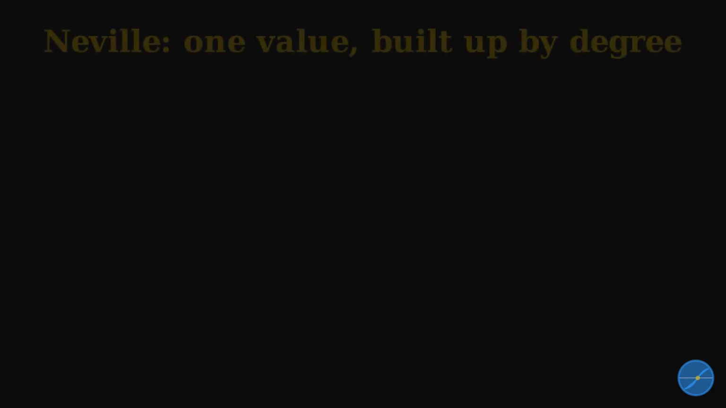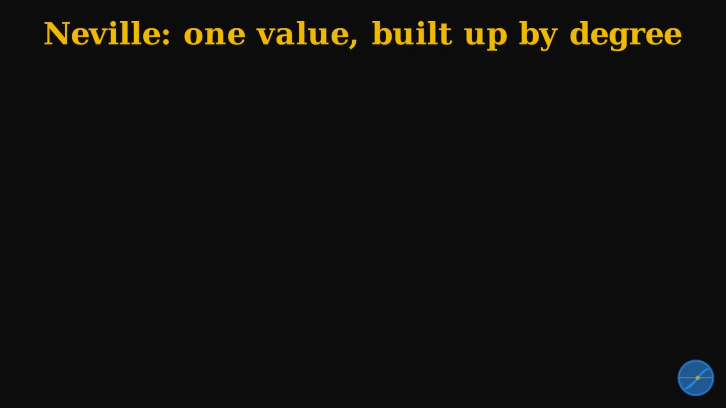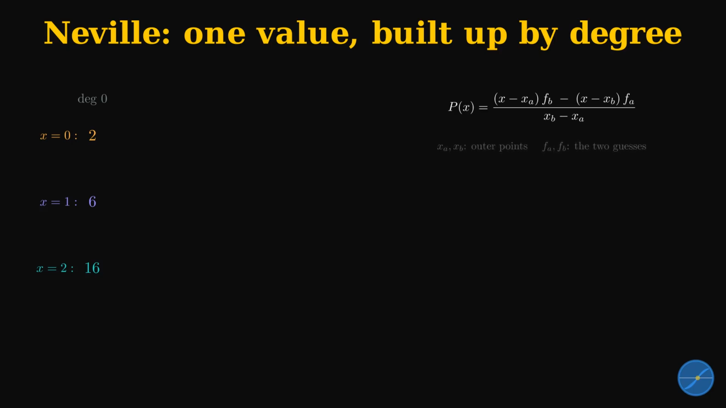Sometimes you want the value at one x, not the whole polynomial. Neville's method builds that value up one degree at a time. Where it starts: the raw values 2, 6 and 16. Each one is a degree 0 guess, the flat line through a single point. Here's the rule. Each new entry is the polynomial that blends two guesses across two outer points. xa and xb are the two outer points. fa, fb are the two guesses being combined.